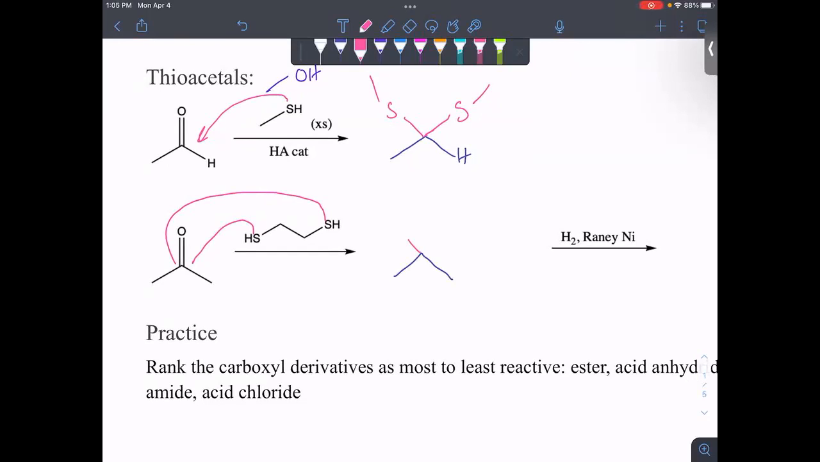Yeah, it's technically a ketal. The thing with acetals is that you can be specific and call it acetal or ketal, but as a general functional group, an umbrella, they're called acetals.